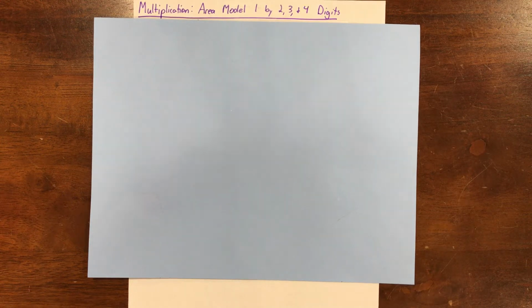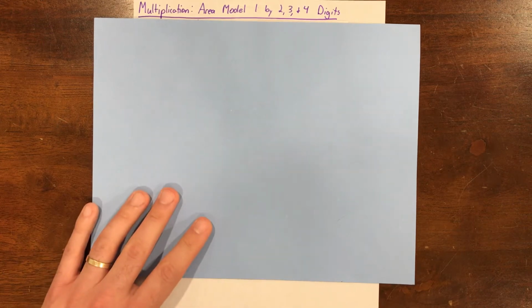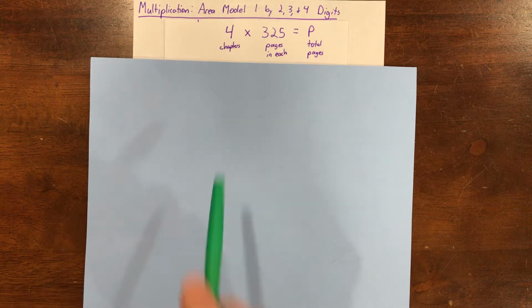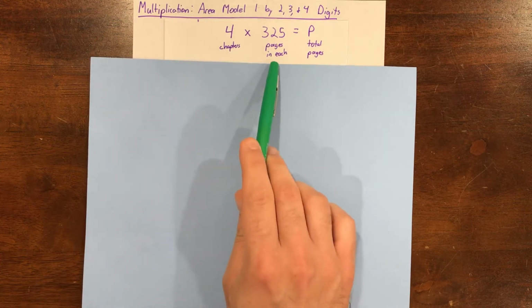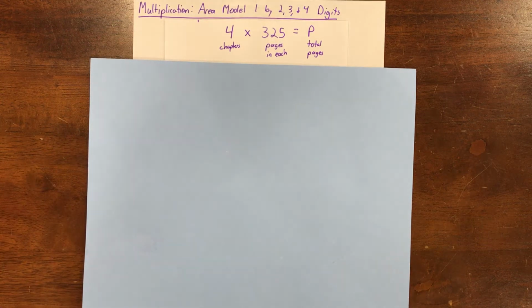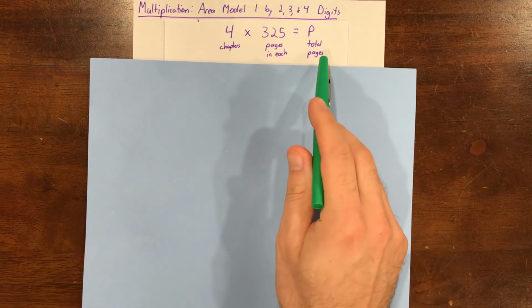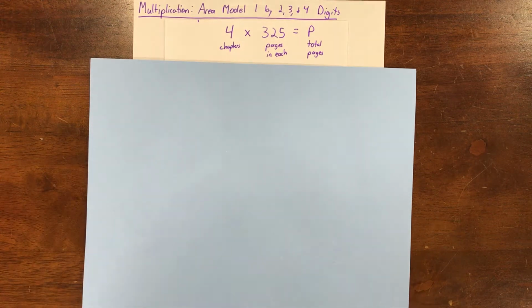So there's a lot of ways you might have represented this problem. One way that I bet a lot of you used was to write a labeled number sentence. You had 4 chapters times 325 pages in each chapter, and that will give you the product of the total pages. There's also a lot of ways that you might have used what you already know to solve this.